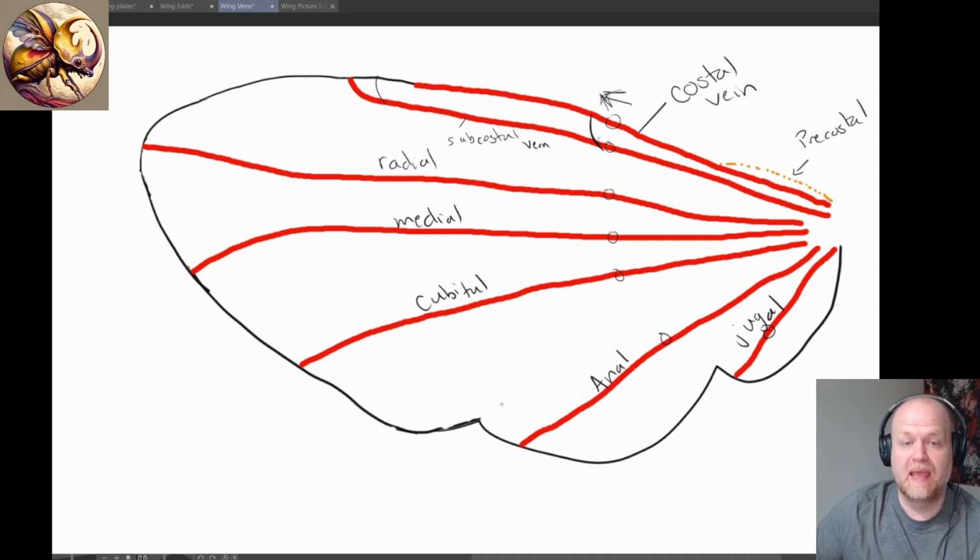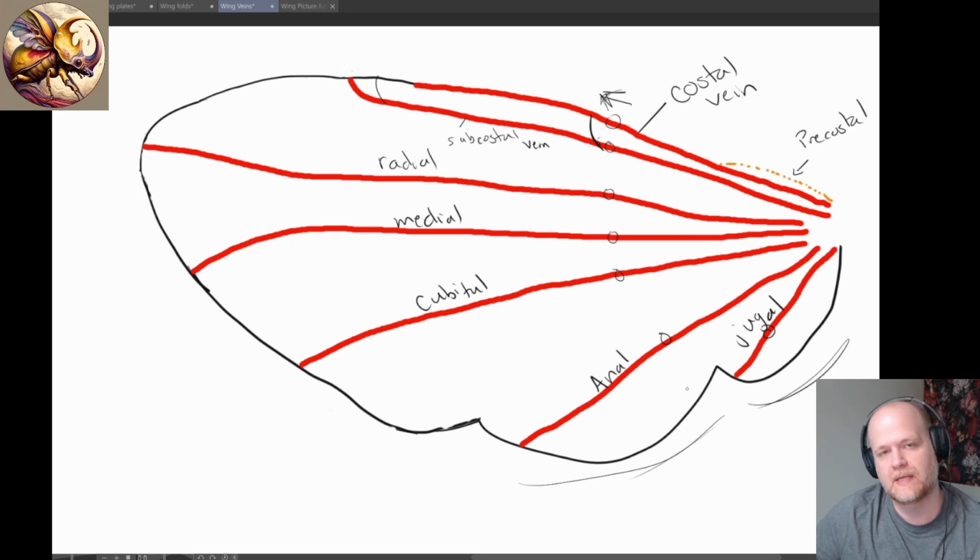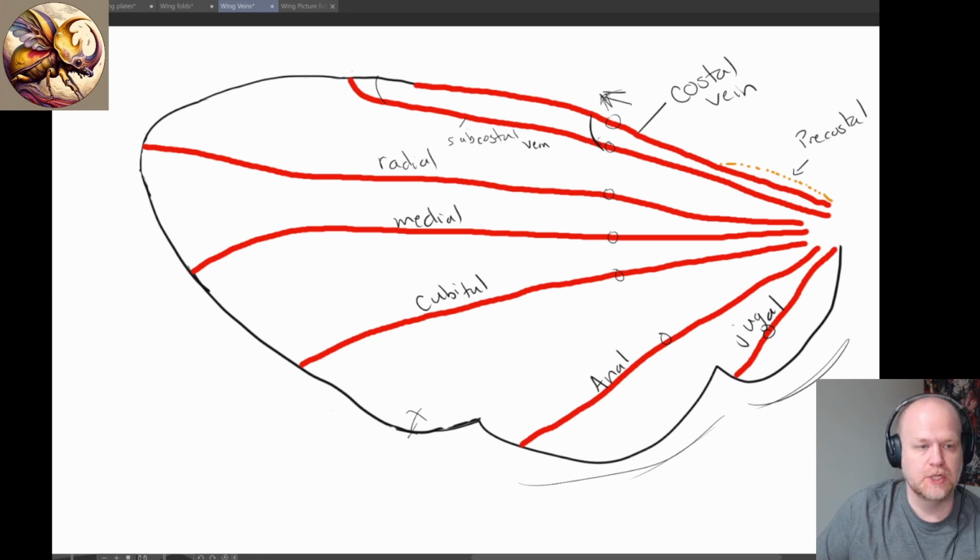Again, if the insect doesn't have this sort of anal lobe or jugal lobe, it generally won't have anal veins or jugal veins. Sometimes you'll have an anal vein end up here, and there really won't be much of a lobe, but if they don't have these sections, generally those veins won't be present. Other things to know about the veins. Let me change color here so you can see what's going on. I'll do this in orange so you can see that it's a modification.